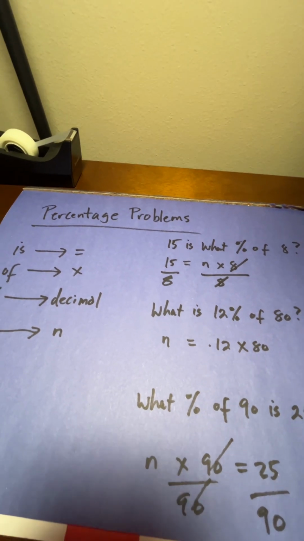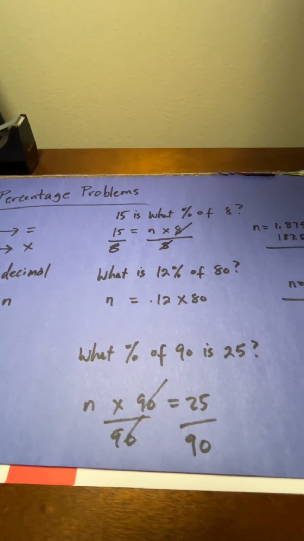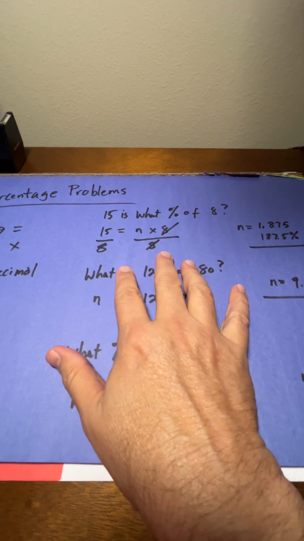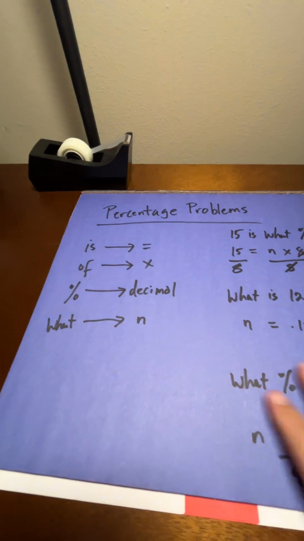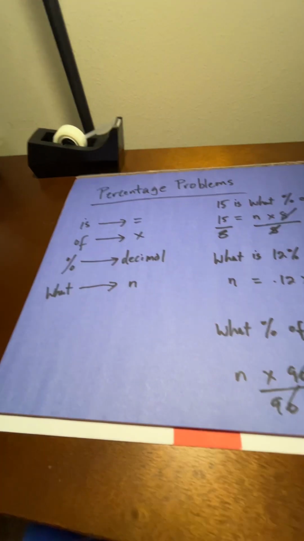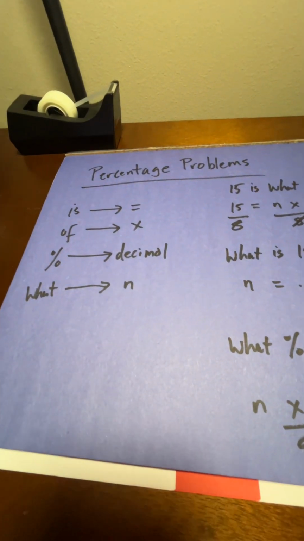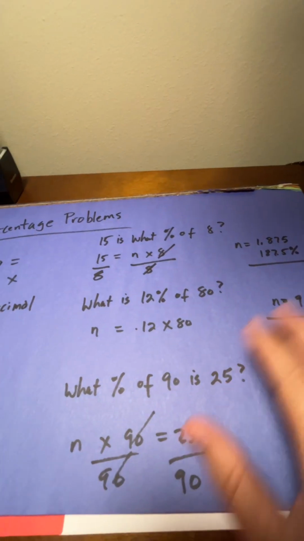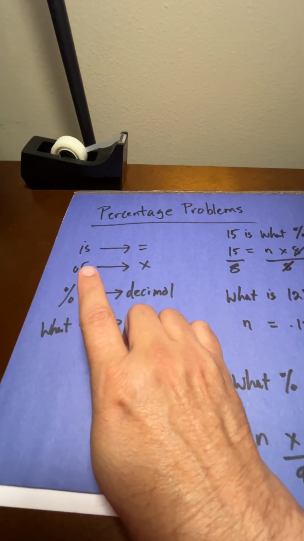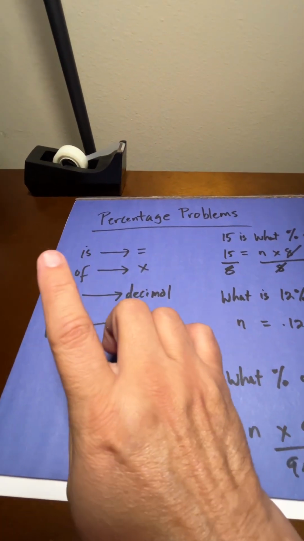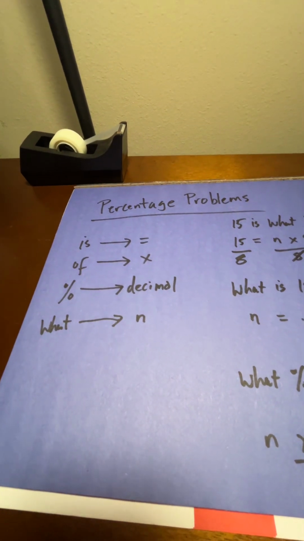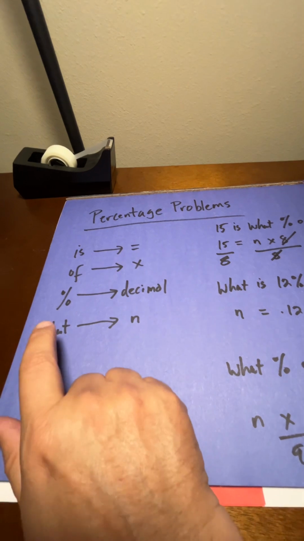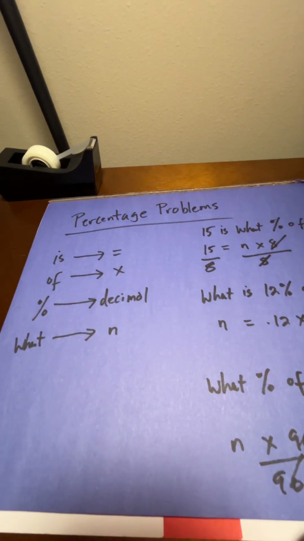Of course, that's assuming that you have at least a little knowledge of pre-algebra skills. So with this, you can translate any word problem that has percents in it to just a simple pre-algebra equation and then solve that easily. So is gets translated as equals. Anytime you see the word of, that means to multiply. Percentages get changed to decimal form, and what is going to be translated as a variable.